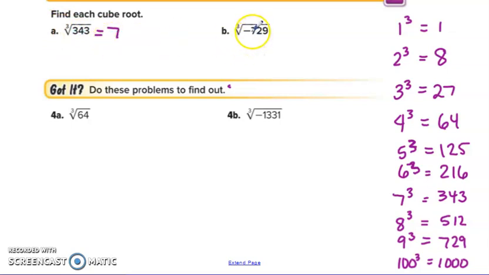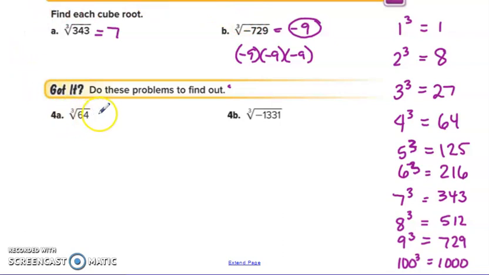And then if they have a negative inside of here, now this is a different game. Because we know that negative 9 times negative 9 times negative 9 would equal negative 729. It's an odd number of negatives, so your answer can be negative. So this right here could be negative 9. There we go. So on the cube roots, this is possible. On the square roots from the section before, it is not possible.